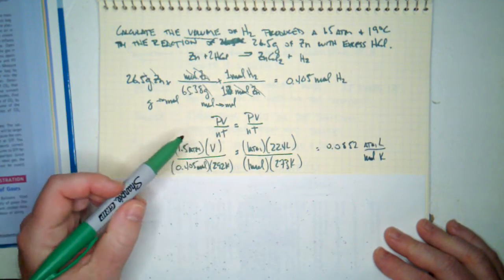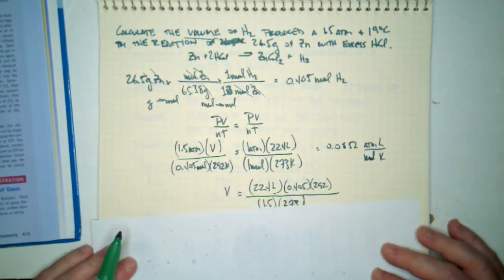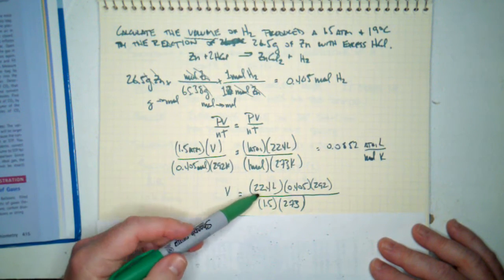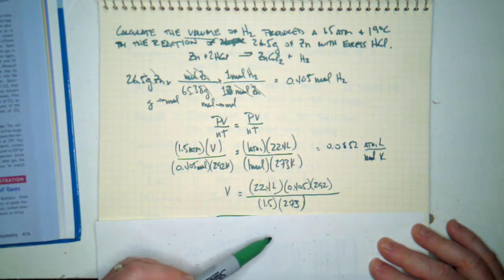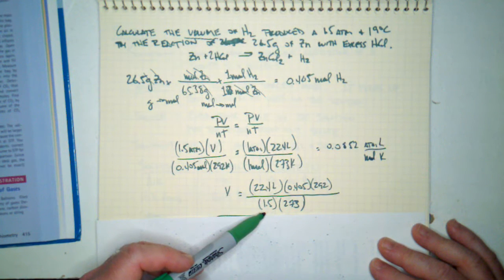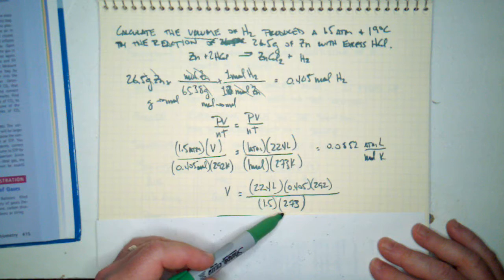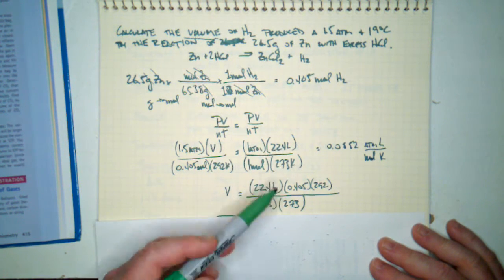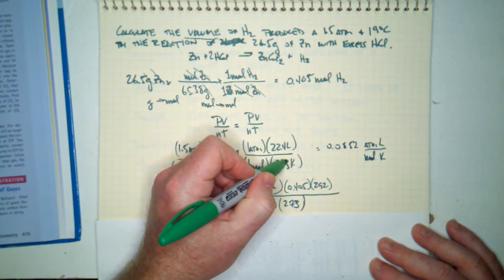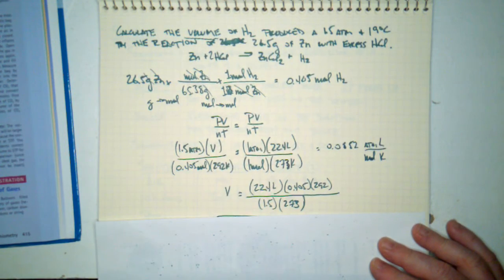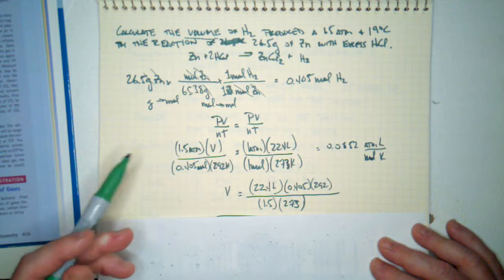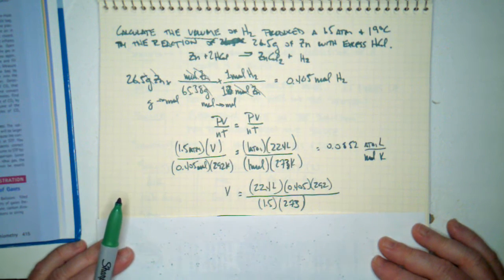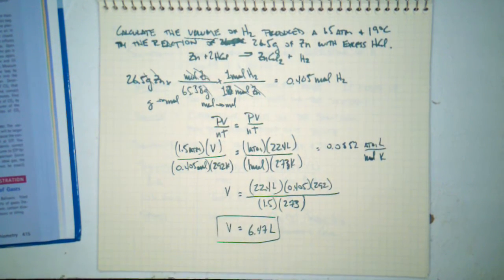So then we cancel units, do some algebra, and we find that V is going to be equal to 22.4 liters times 0.405 times 292 divided by 1.5 and 273. Units cancel except for the liters, and since I'm looking for a volume, that seems to make sense. And then once we pick up the calculator and do the algebra, V equals 6.47 liters.